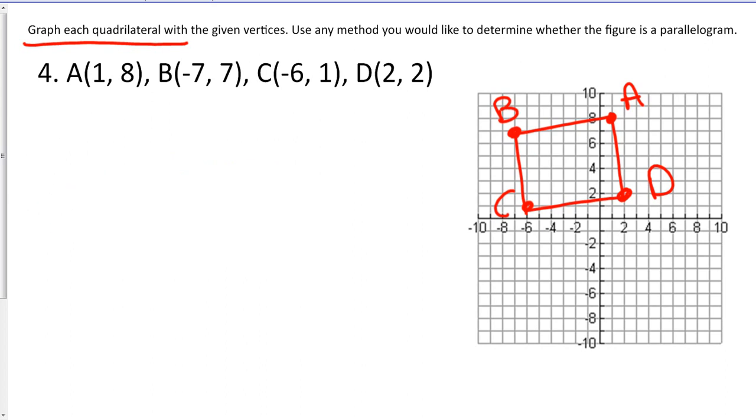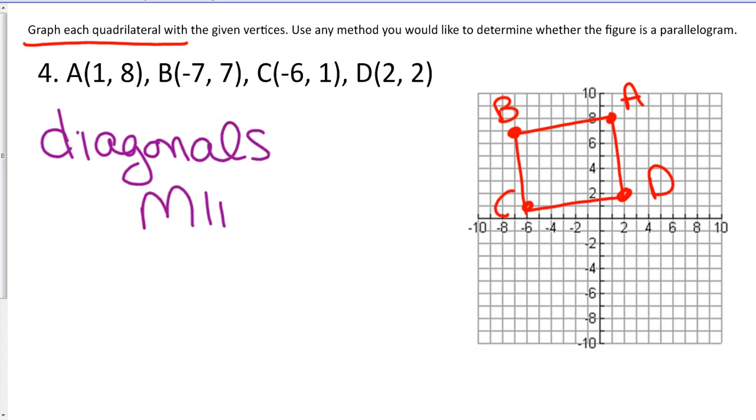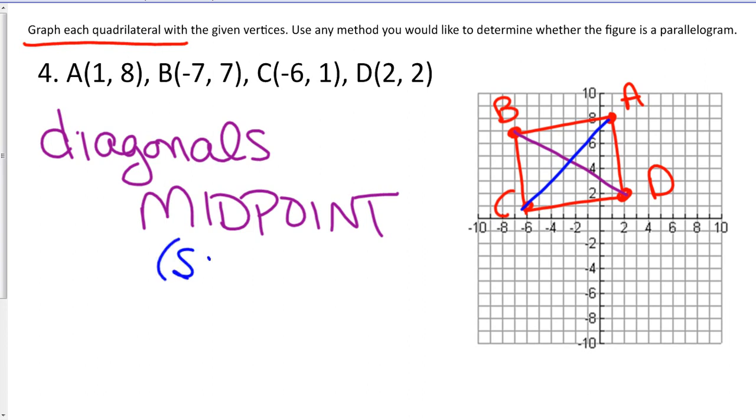Okay, the third option that we learned, and that you hopefully kind of remember, is if we look at our diagonals, we are looking at the midpoints of the diagonals. Okay, so I'm going to draw my diagonals in from B to D. Okay, I'll switch to another color. Let's go to blue. A to C. Okay, if the midpoint of those 2 segments is the same point, then our quad has to be a parallelogram.